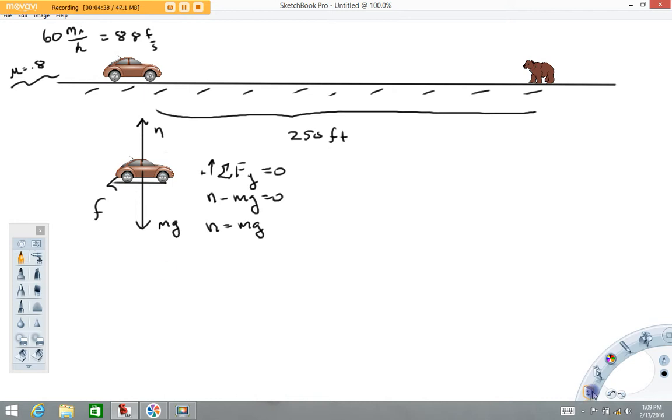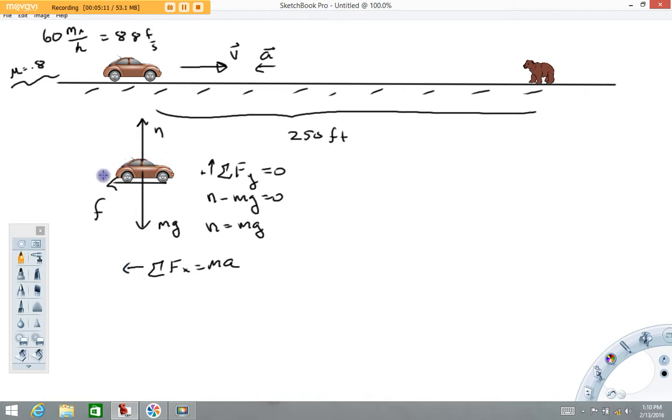All right, next equation. Sum of all forces in the x direction equals ma. Now, my standard rule of thumb for picking a direction that's positive is this. Identify the acceleration direction, call that positive. Look at the original picture. The velocity of the car is to the right, but the velocity is decreasing. Therefore, the acceleration is to the left. So I'm going to go ahead and do left positive.